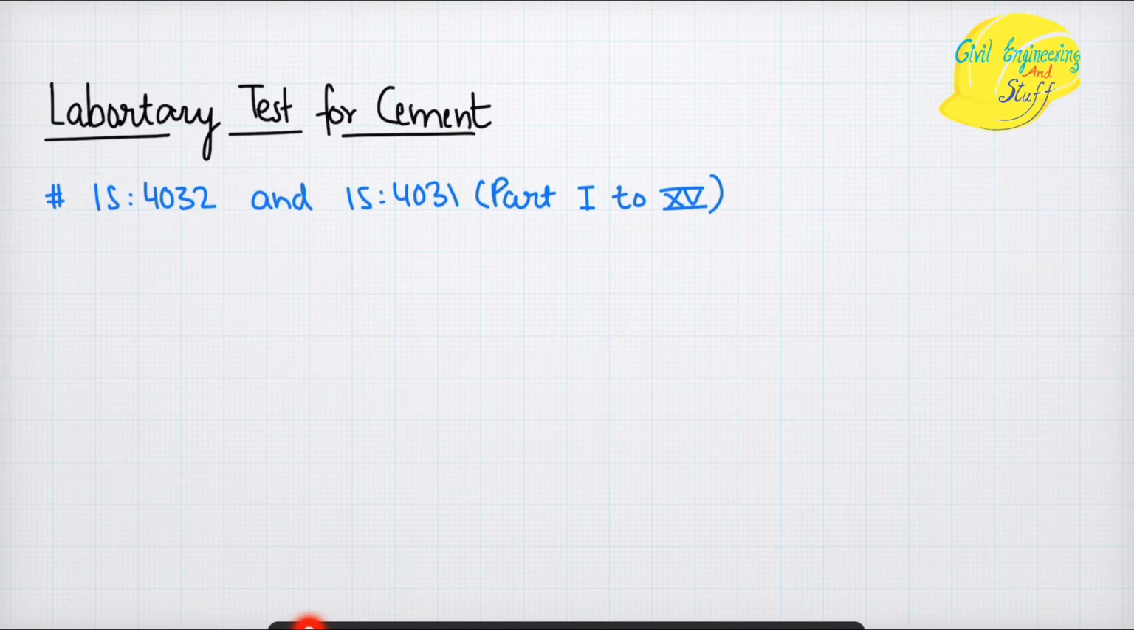Right. So, Indian Standard Code series 4031 deals with the laboratory tests for the cement, and in that we have part 1 to part 15, in which each part describes a specific test in detail. It tells about the objective of the test, the apparatus required, the testing procedure, and the specification of the equipment that we are going to use for that specific test.